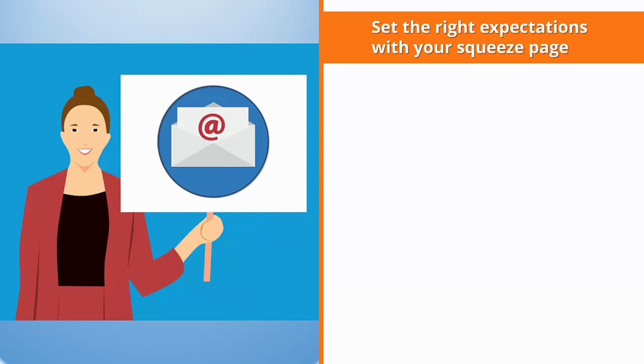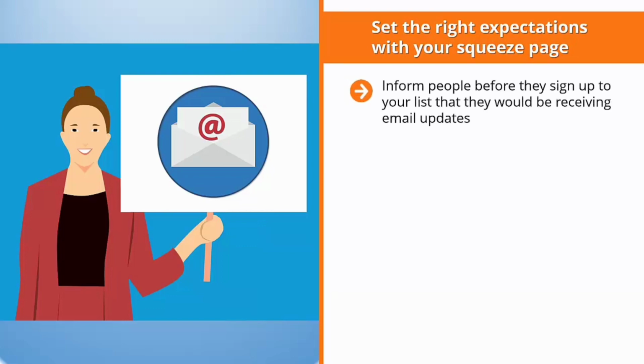Set the right expectations with your squeeze page. Inform people before they sign up to your list that they would be receiving email updates. Clue them into the value those email updates will bring to their lives. Don't just play up the incentive that you're giving out so people can join your list. That's how a lot of list marketers fail. They put too much emphasis on their bribe and don't pay enough attention to getting their prospective list members excited about the emails they will be receiving.